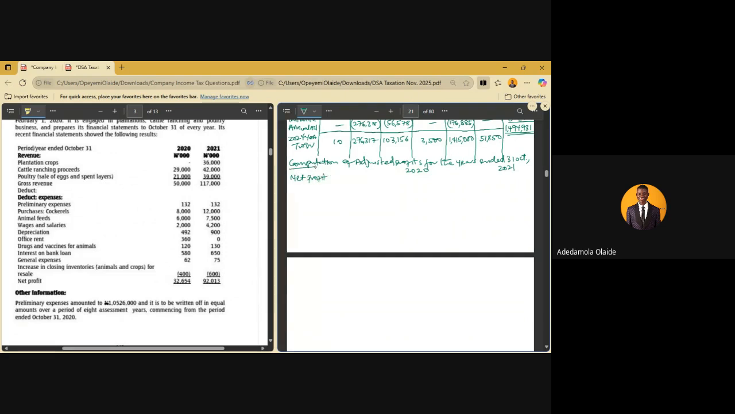Net profits, naira in thousand. Net profit is 32,654, and this one is 92,013. Then we'll add disallowable expenses.